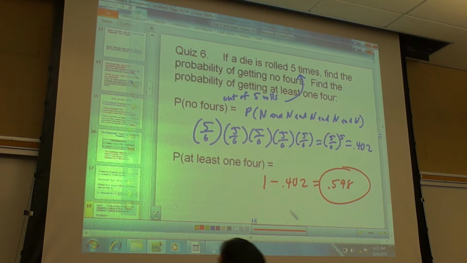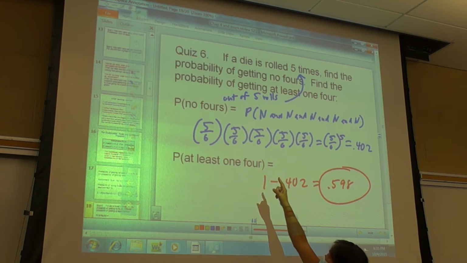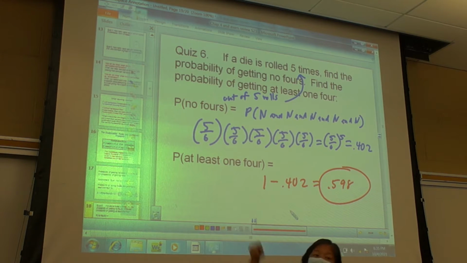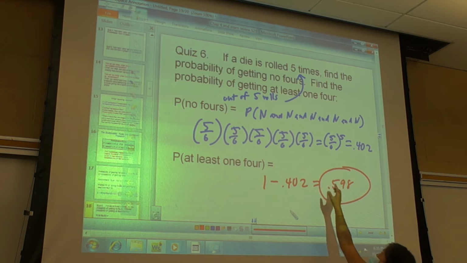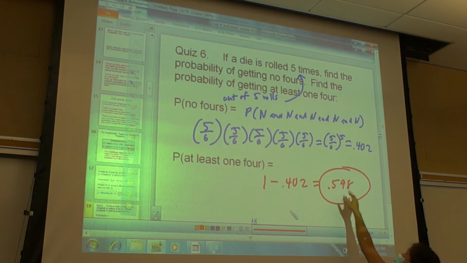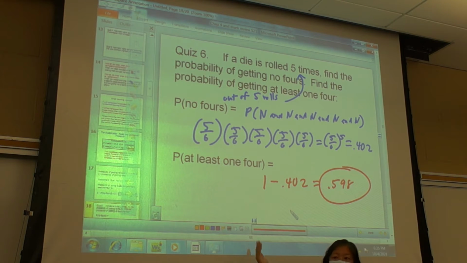So that means that whatever you get in the no 4s plus whatever you get of the at least one 4 has to add up to 1. So my question is, if I know that that's 0.402, 0.402 plus what gives me 1? So the way to find that is to take 1, subtract that, and figure out what it is that you have to add to 0.402 to get 1. Is that an easy way of thinking about it?